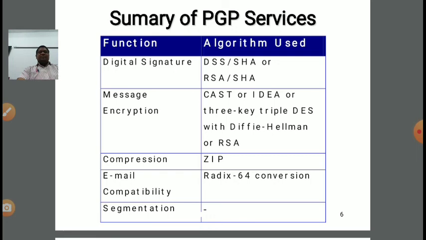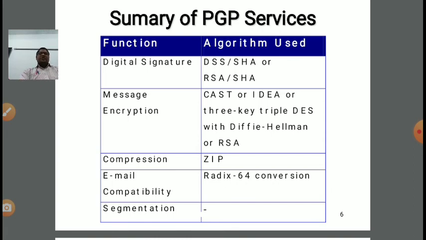For the second service, message encryption, we use either the CAST or IDEA algorithm, or three-key Triple DES. In Triple DES we use 3 keys: the first for encryption, the second for decryption, and the third for encryption again. With Diffie-Hellman or RSA for key generation, or we can say for secret key transmission or sharing of the secret key.